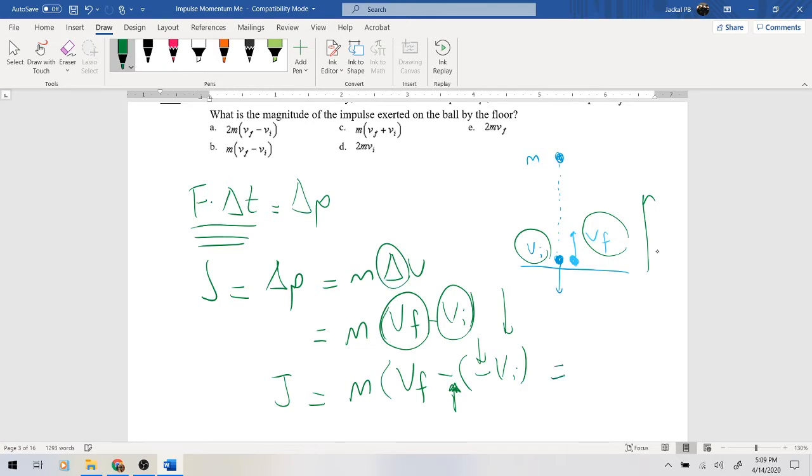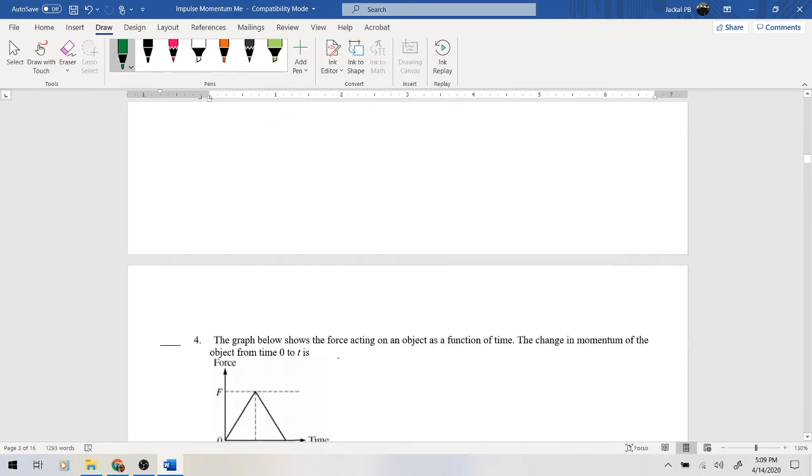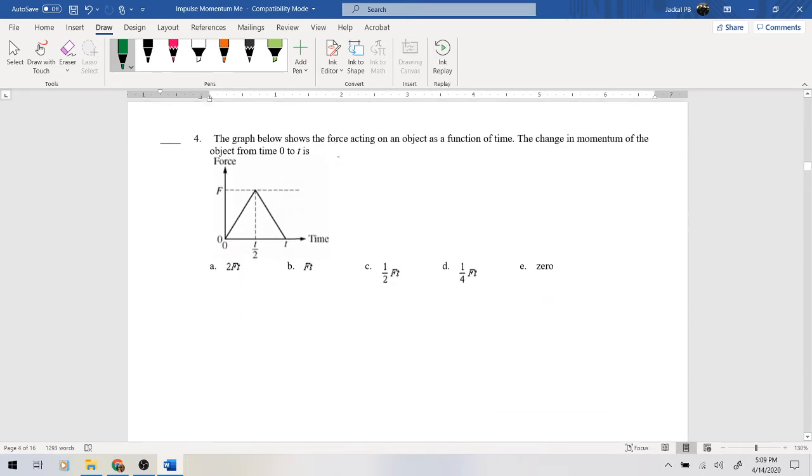Then your final answer will be m times v final plus v initial. So your answer is C. Momentum is a vector quantity. You guys need to be careful with the direction.